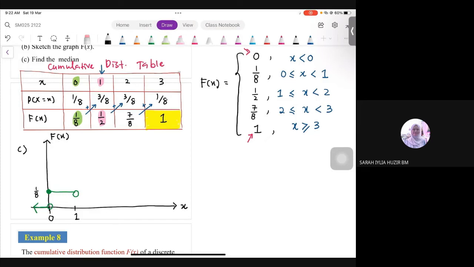Okay, sambung lagi. From 1 up to 2, probability the cumulative is half. So half here. Okay, so 1 is included, 2 is excluded. Okay, sambung lagi. Next one, 7 over 8. So for 7 over 8, it's from 2 up to 3. Sambung dia lagi. 2 is included, 3 is excluded. Okay, and then last one, greater than 3, cumulative is 1. Kalau kita tengok tu, at least 3 kan? Lebih besar tu sama dengan 3. Means dia akan non-stop, goes to positive infinity. So included 3 goes to positive infinity. Alright. Settle. That's the shape for cumulative distribution function graph.